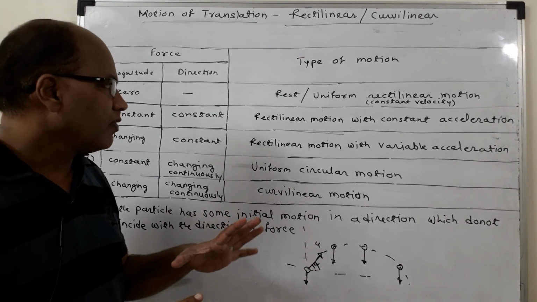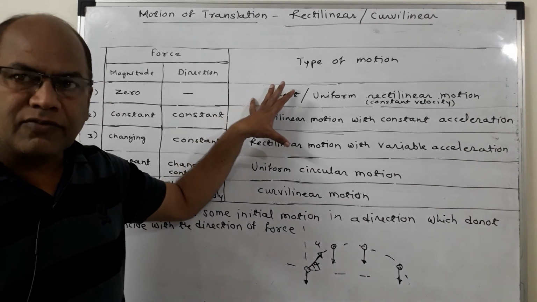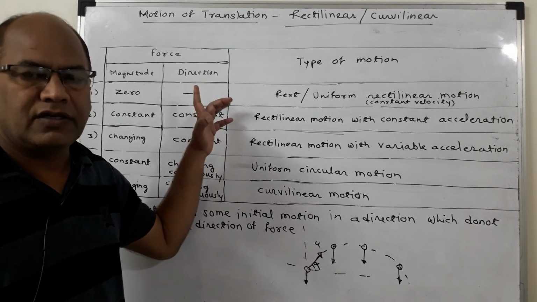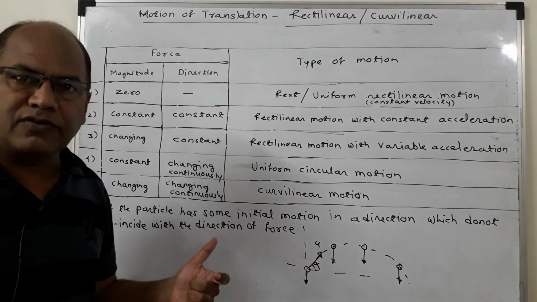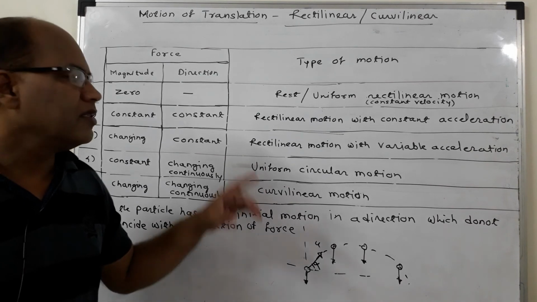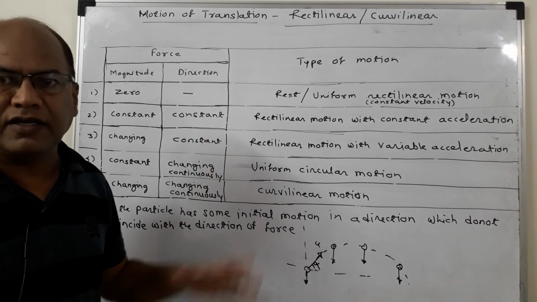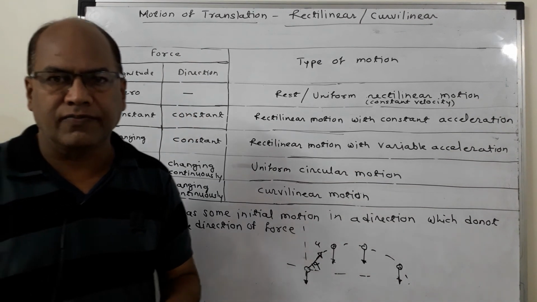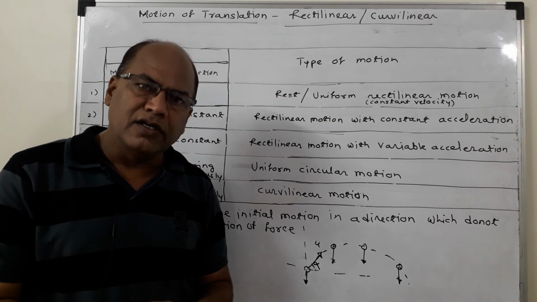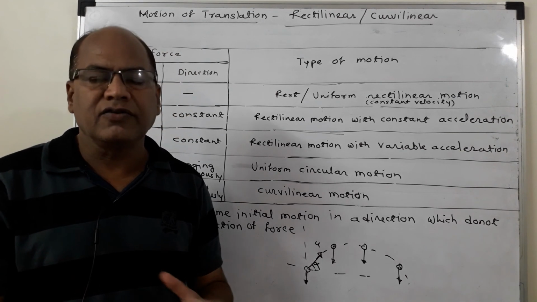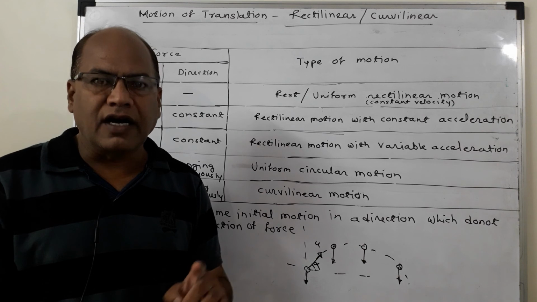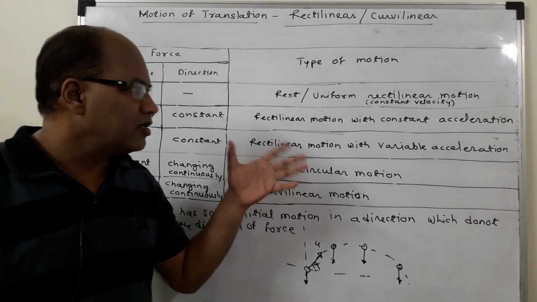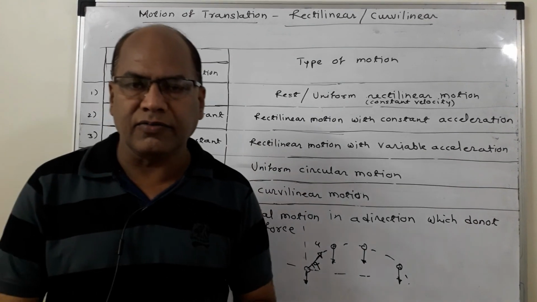So remember it well. A particle is going to perform rectilinear motion if the direction of the force acting on the particle remains constant, whereas if the direction of force is continuously changing, then the particle will be performing a curvilinear motion. There is one more type of translation motion, which is called oscillatory motion. In oscillatory motion, the magnitude of the force is continuously changing, whereas its direction changes periodically. That is called oscillatory motion. So this is how you can distinguish between rectilinear and curvilinear motion. Thanks.